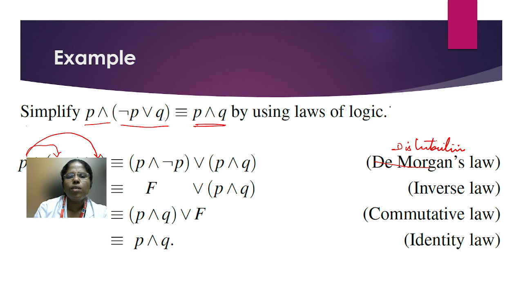Then P and not P is the negation inverse law, so I can replace it as false. Then by commutative law, you can interchange the place like this. By identity law, if it is 0 here, you will have P and Q. So now I simplify the given expression as P and Q. So without knowing the laws, we cannot simplify it. So you should be thorough in those laws.